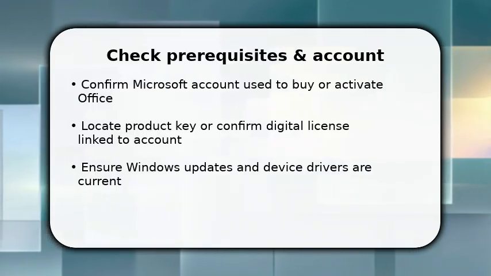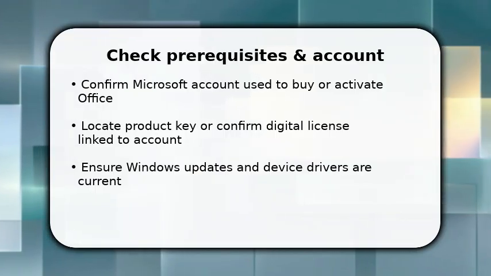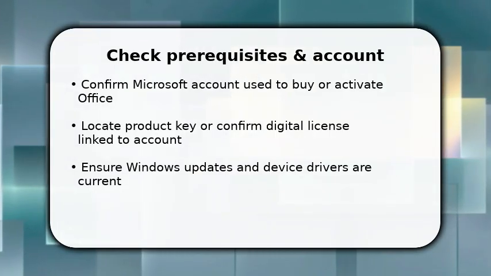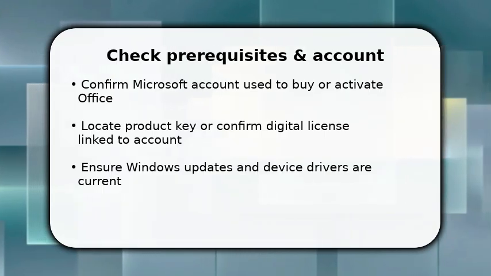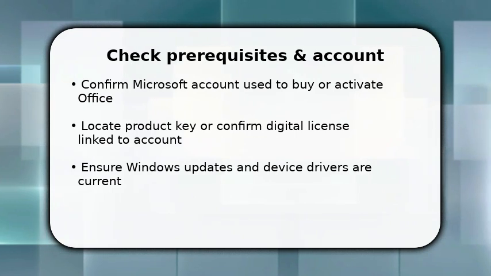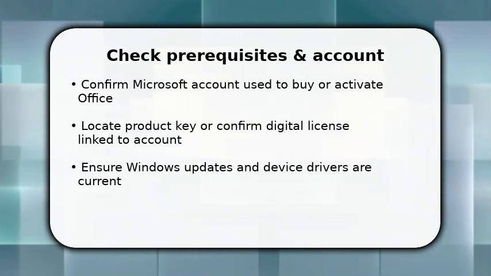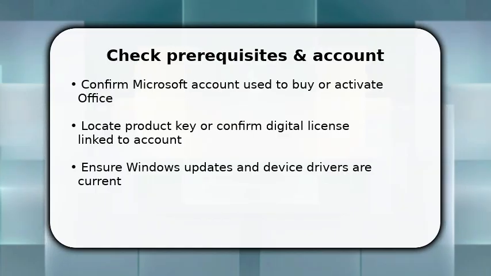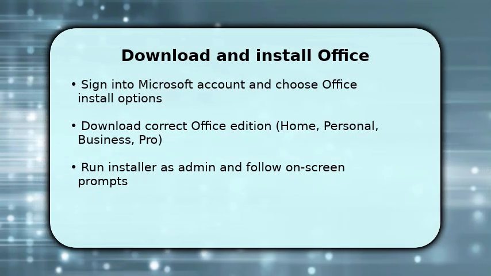Next, sign into account.microsoft.com to view installed devices and licenses because removing old device entries can prevent activation conflicts when you reinstall Office on this PC. You now download the correct Office installer from your account page and select the edition tied to your license.